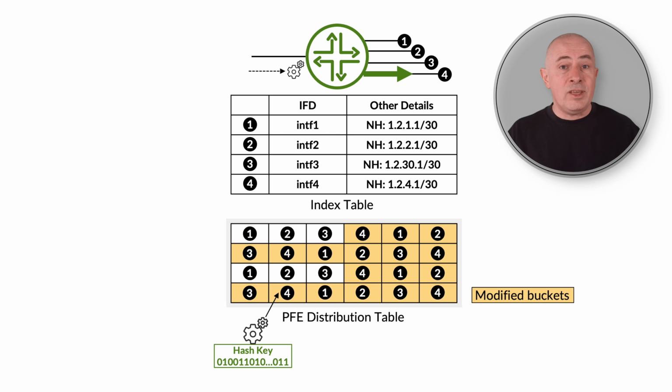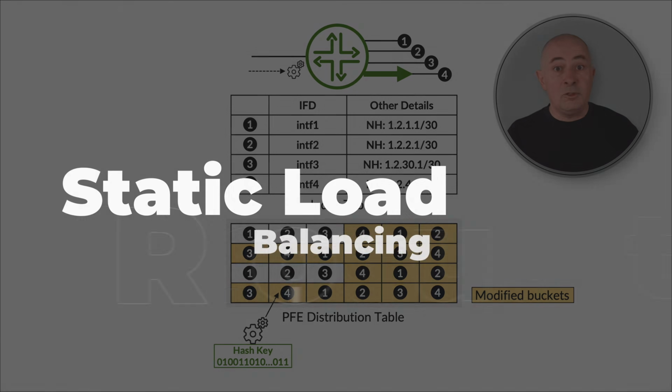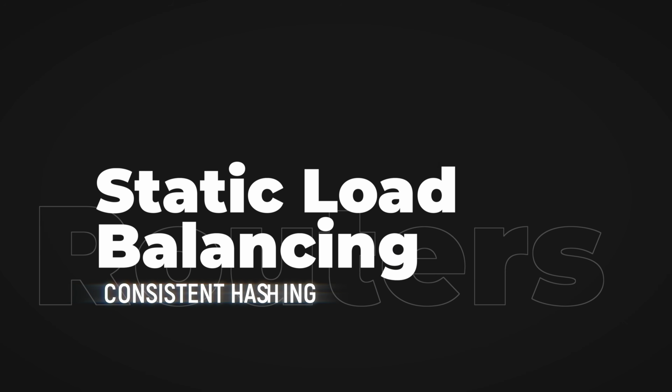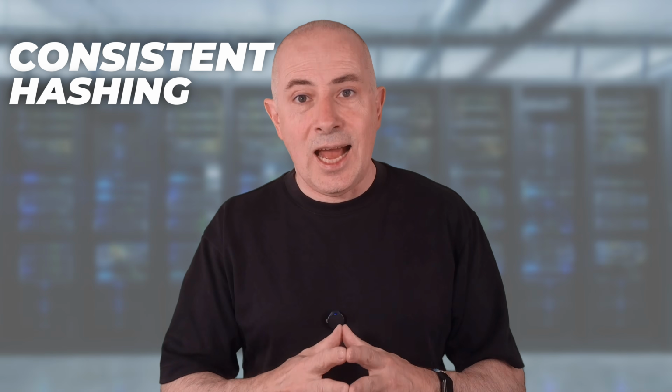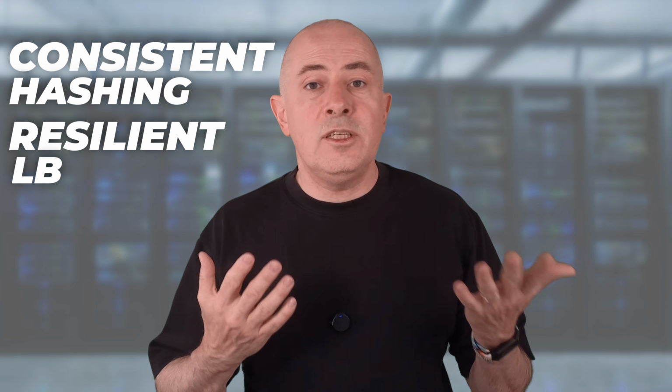Not great, right? And it could get worse, because now imagine my interface number 3 comes back to life after a few minutes. The same process happens again, and the bucket entries are reshuffled. My flow is moved again to interface number 4. So twice the pain: when interface 3 goes down and when interface 3 comes back to life. The solution for this scenario is called consistent hashing, or sometimes it's referred to as resilient load balancing.